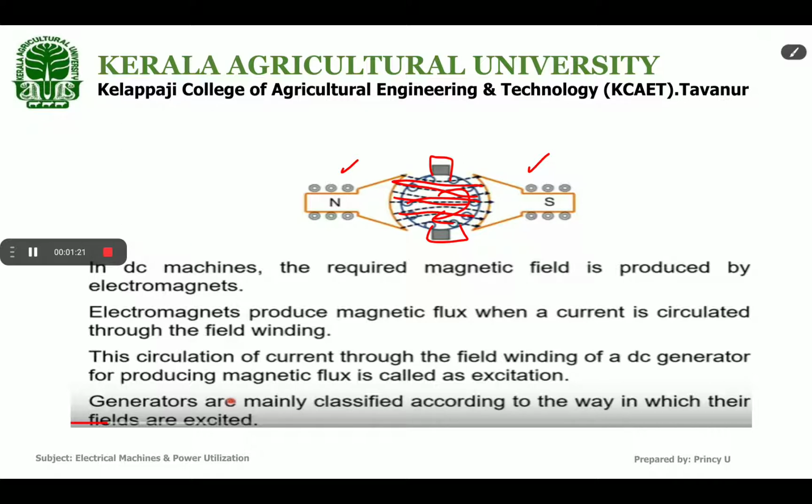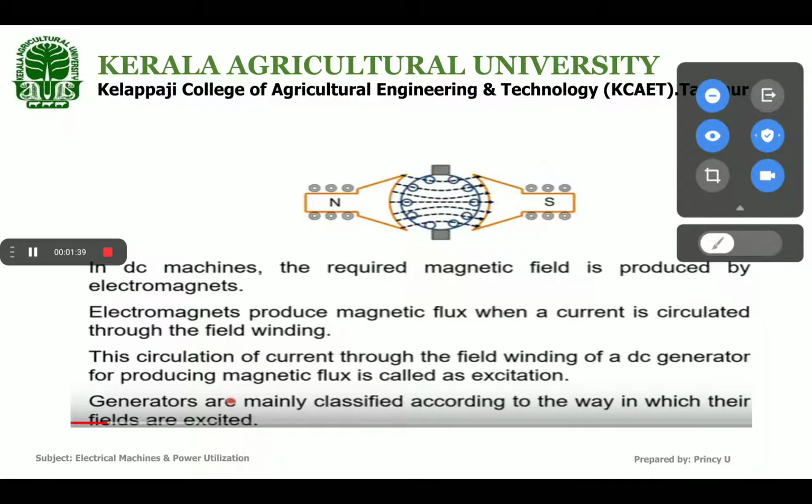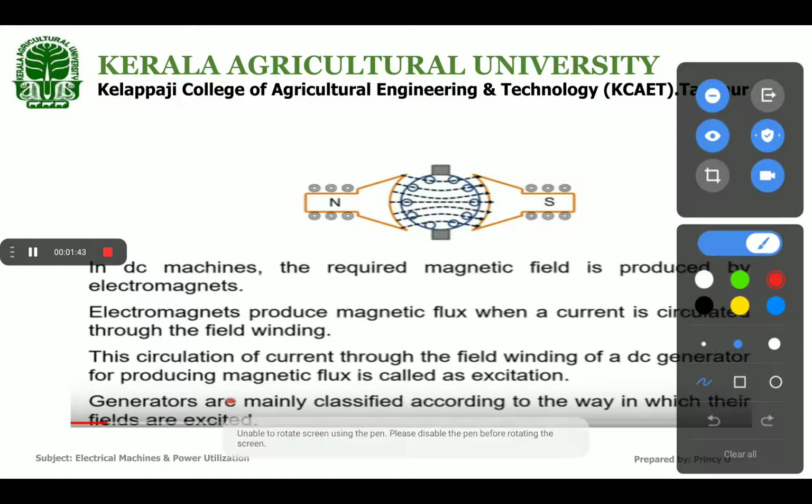In DC machines, the required magnetic field is produced by electromagnets. It is not permanent magnets. Usually we use electromagnets. Electromagnets produce magnetic flux when a current is circulated through the field winding. Electromagnets means it will not produce magnetic flux lines within it. We have to give an excitation to those poles.